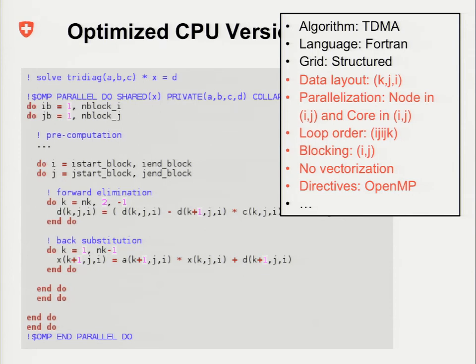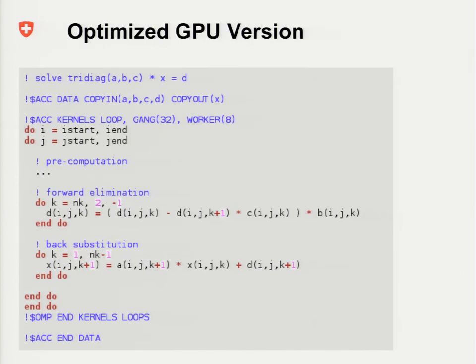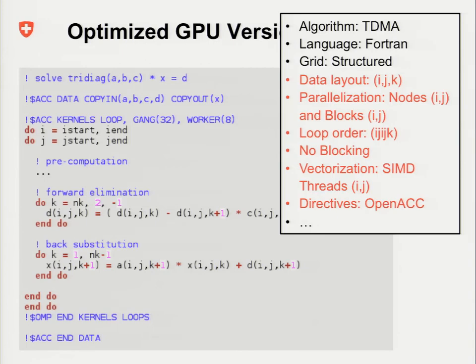And then you go to another computer scientist and you do the same exercise and you say, now please optimize this code for GPU. Well, if you're lucky, he retains the Fortran language. Probably he will switch to some other language like CUDA. He will change the data layout again. He will change the parallelization. He will remove the blocking. Loop order will be different. He will do SIMD vectorization using threads, and he will insert OpenACC directives.